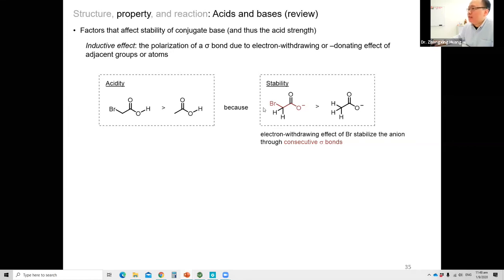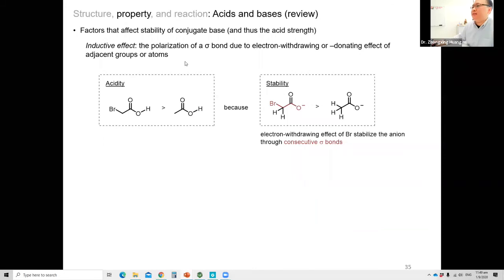you look at the conjugate base stability, right? Because of the electron withdrawing effect of the bromine, the minus charge is actually withdrawn toward the bromine. So the minus charge is dispersed along this sigma bond, which means the anion is more stabilized because the electrons are dispersed over a larger area, right? But if you have 3 hydrogens, the effect is less obvious, and in this case the anion is less stable. Because the bromine-containing anion is more stable than this, the acidity of the bromine-substituted acetic acid is higher than this.